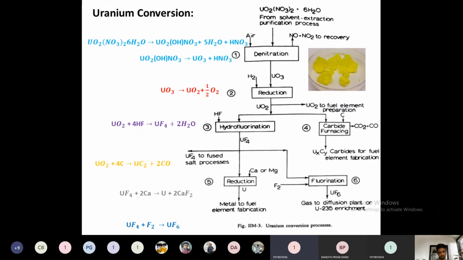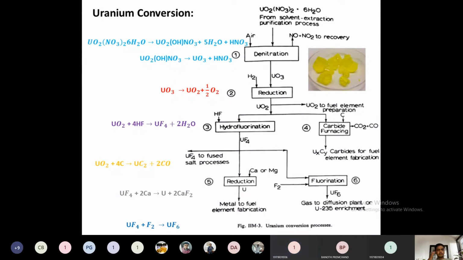The UF4 which is fused for the salt process undergoes fluorination. In this, UF6 forms the gas diffusion plant and U235 enrichment. And in the carbide furnace, CO2 gas and CO are released, and carbide is formed for fuel element fabrication. UC and UC2 carbides are for fuel element fabrication. That's it, sir.